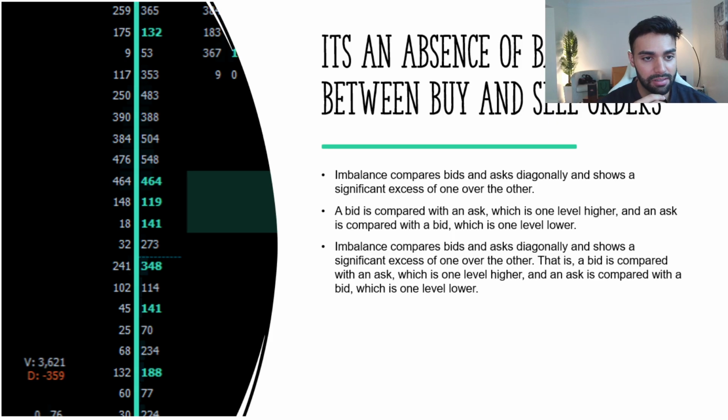So it's an absence, right, of a balance between sell and buy orders, indicating one side is stronger. It compares bid and ask diagonally and shows a significant excess of one over the other. A bid is compared with an ask when one level is higher, and an ask compared to a bid when one level is lower.